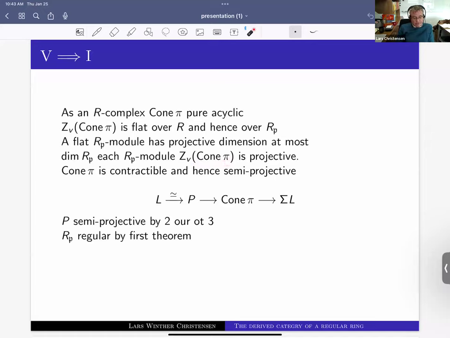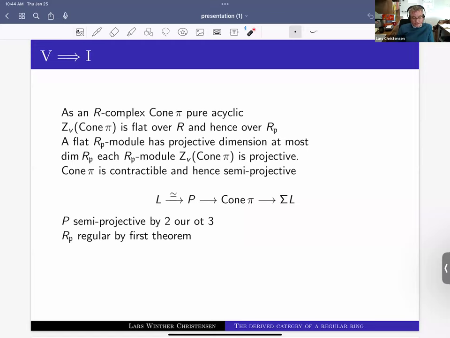And now that makes the complex contractible, and therefore it's semi-projective. So now go back and look at the mapping cone triangle again. We were resolving P semi-projectively. So this means that this one is a contractible complex. So now I get to conclude that P was semi-projective by the 2 out of 3 property.